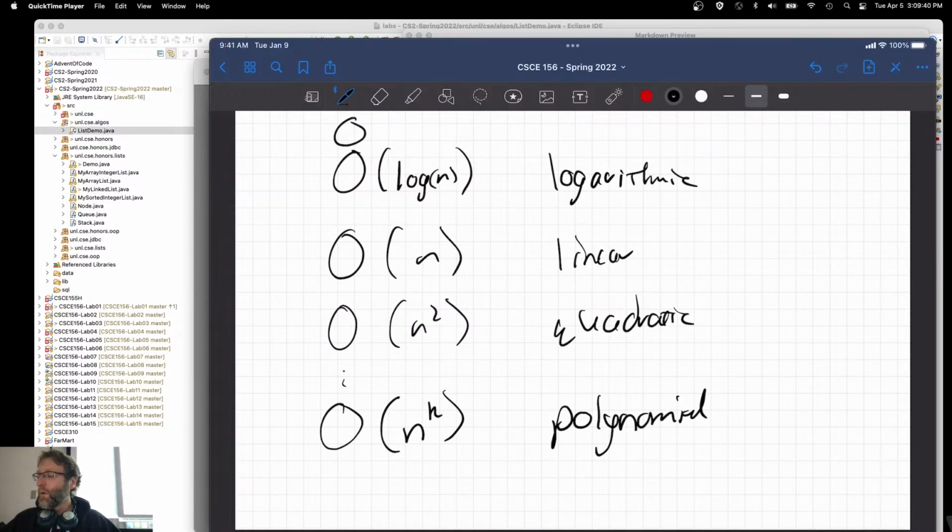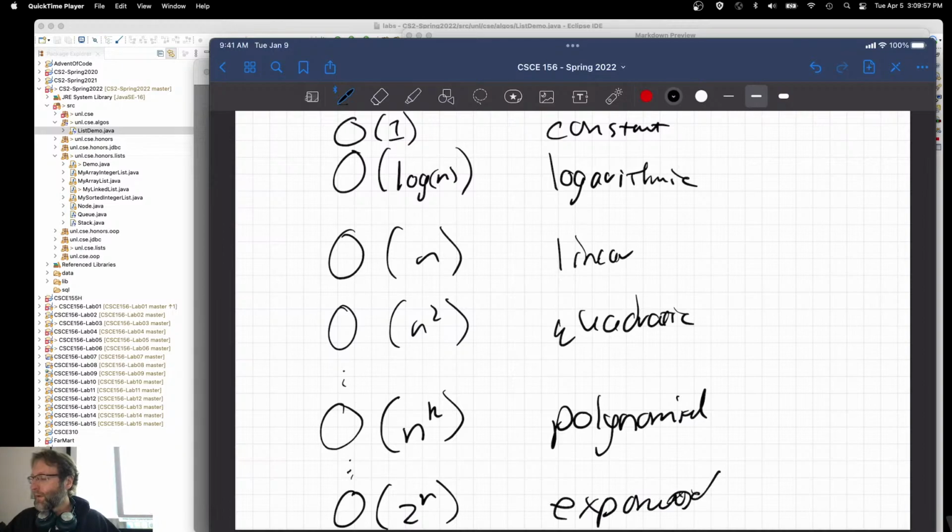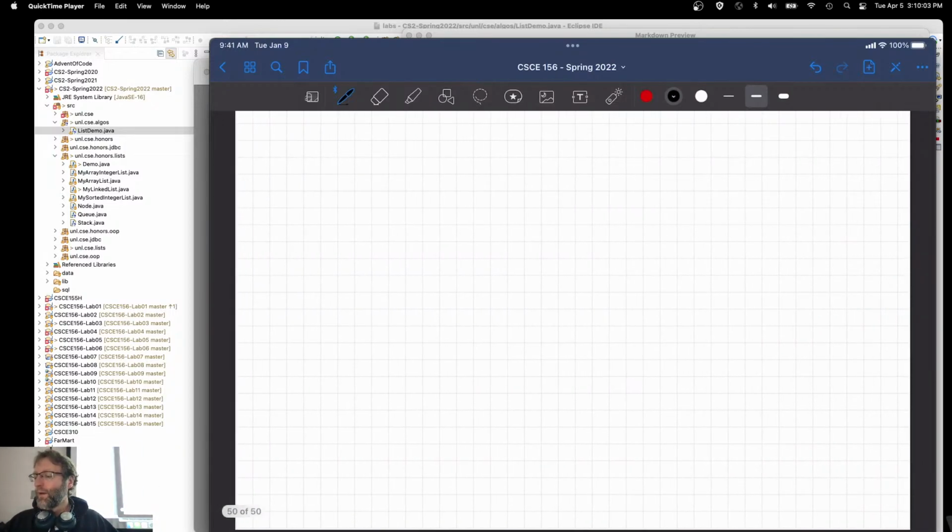What about order 1, where it's just like, say, a formula computation? That's going to be constant. And then we can also have order 2 to the n, which is exponential. What's even larger than that, now that I've run out of room? Super, yeah, that's super exponential.